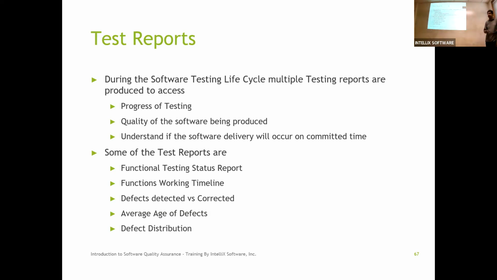How many defects are getting produced, how long it takes to fix those defects? What is the duration of age? Is it taking 10 days to fix a defect? Is it taking 20 days to fix a defect? What is the average age, and how is it distributed across the systems? Is there one component which is poorer than the other? Those kind of things.